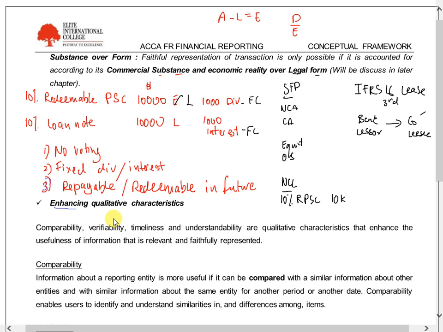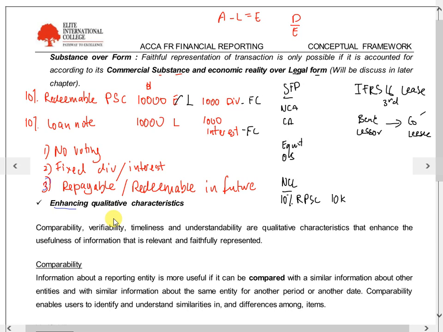So can we recognize this car as our asset by applying substance over form? In substance, who drives the car? Me. Who directs the use of the car? Me. Because I can say, okay, this is for you to use one month, for you to use one month. I can even sell it. I can even keep it aside. So I have direct control over the use of the car.